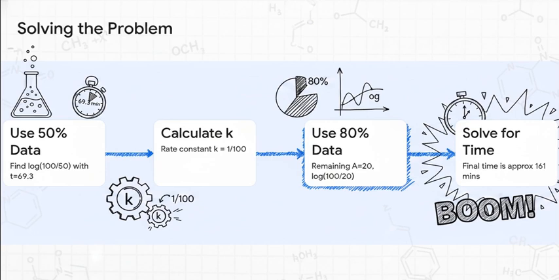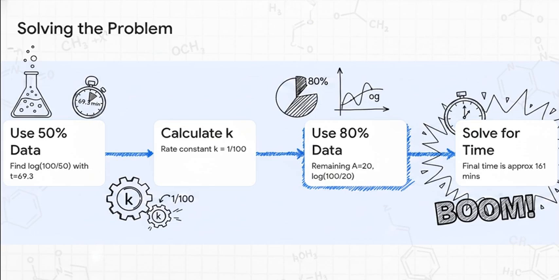Step 3. Now we tackle the 80% completion. Again, A0 is 100. But here is the critical trap that catches literally so many students. A is the remaining concentration. If 80% is complete, how much is actually left behind? Exactly 20. So we're doing the log of 100 divided by 20, which gives us the log of 5.